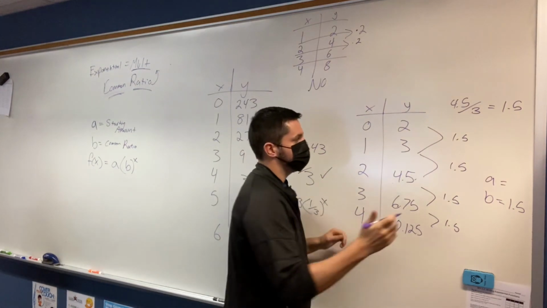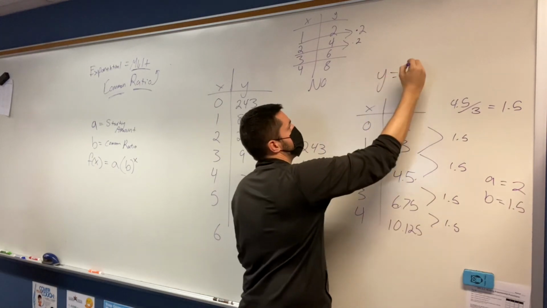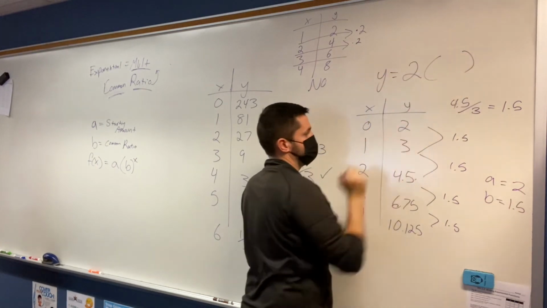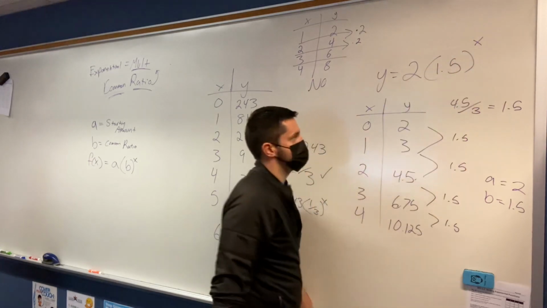Exactly. So to finish this off, A is 2. So my equation for this is y equals my starting amount times 1.5 to the power of x.